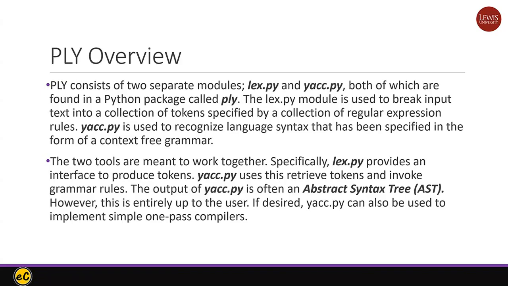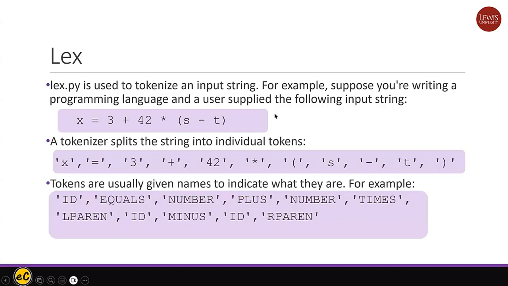That's called PLY. For the lexer part, you may have x = 3 + 42 * (s - t). It will be tokenized like this, and the token categories are like this. Let's assume these are different tokens. These are the token types: ID, equals sign, number, plus, number, times, left parenthesis, ID, minus, ID, right parenthesis.